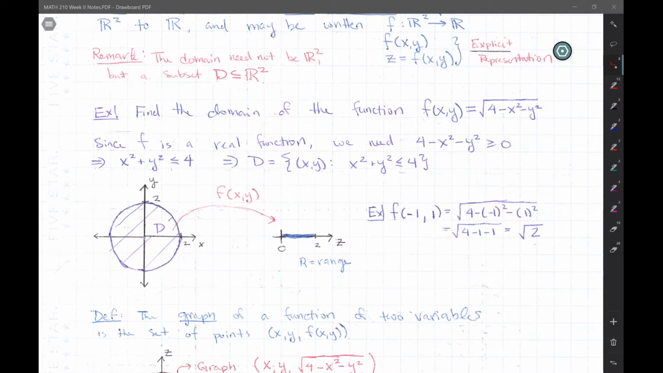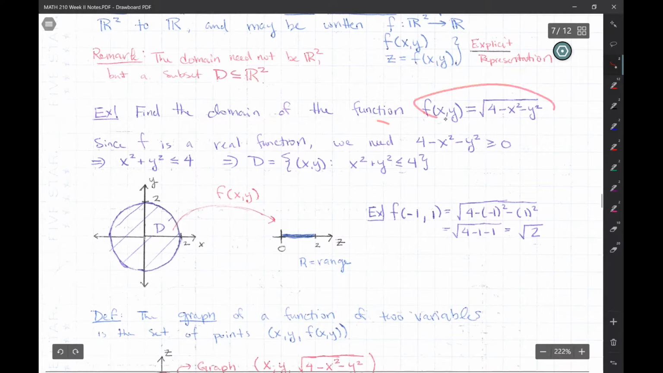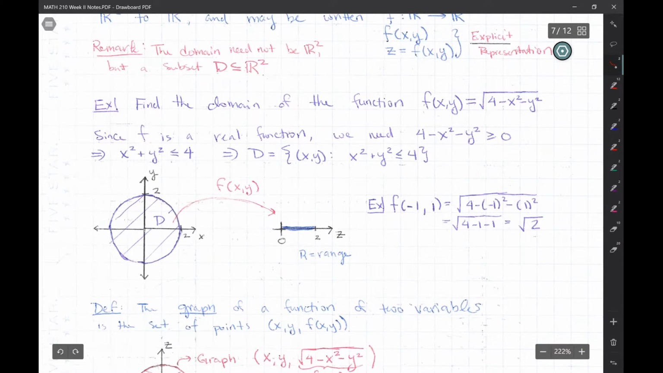So let's take a concrete example of a function of two variables. Here we have the function. We give it an x, we give it a y, and what does it do with those x's and y's? It squares each of them, and then subtracts them from 4 and takes the square root, okay? So here's the function written explicitly. It's the square root of 4 minus x squared minus y squared.